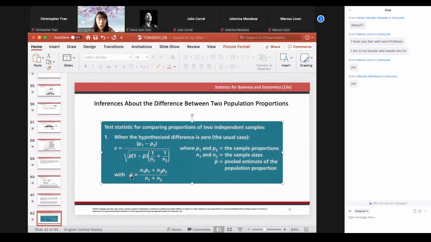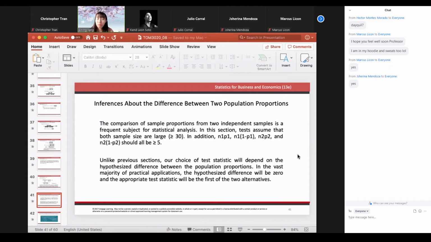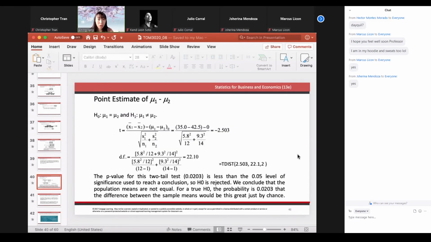So we got our weighted proportion, and that goes in the denominator: proportion times 1 minus proportion, then multiplied by 1 over sample size. So the denominator still captures standard error, while the numerator still captures the difference between the two samples. And again, compare with the hypothesized difference from the population, which is usually 0. So that's what we got.